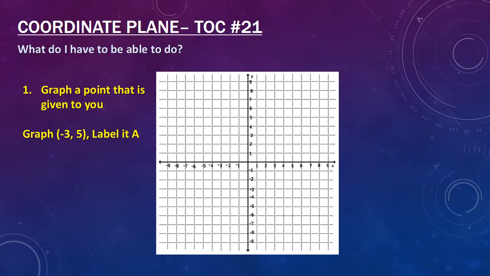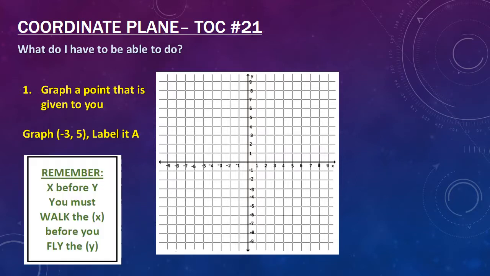Well, remember, on the coordinate plane in our ordered pair, the first number is our x. Remember, x before y, walk the x before you fly the y. So if you think about your ordered pair, the -3 is where we're going to go on the x axis, and then the 5 is where we're going to go on the y axis. So start at 0. We're going to go over -3 to the left because that's negative, and then we're going to go up 5, and that's where our point would be, and we'll label it with a capital A.